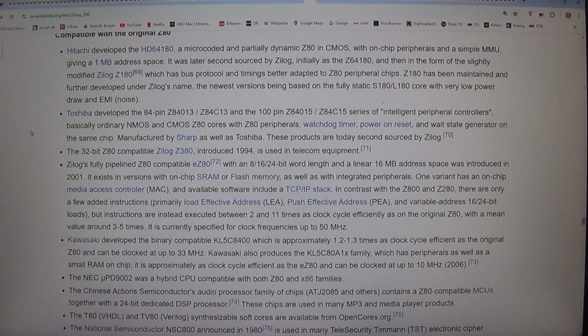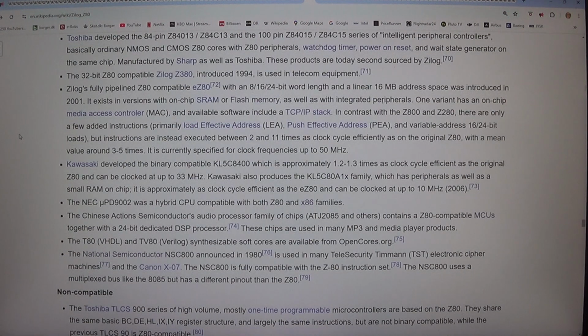3. The 32-bit Z80 compatible Zilog Z380, introduced 1994, is used in telecom equipment.